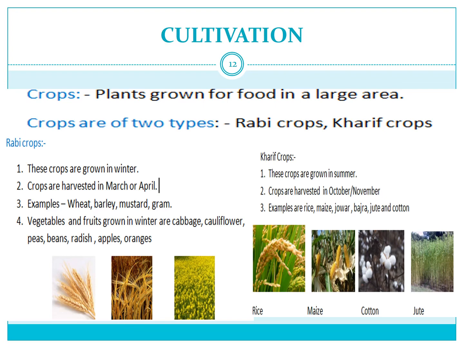Vegetables and fruits grown in winter are all the winter vegetables and fruits like cabbage, cauliflower, peas, beans, radish, apple, orange. Examples of Kharif vegetables and fruits are ladyfinger, brinjal, pumpkin, mango.